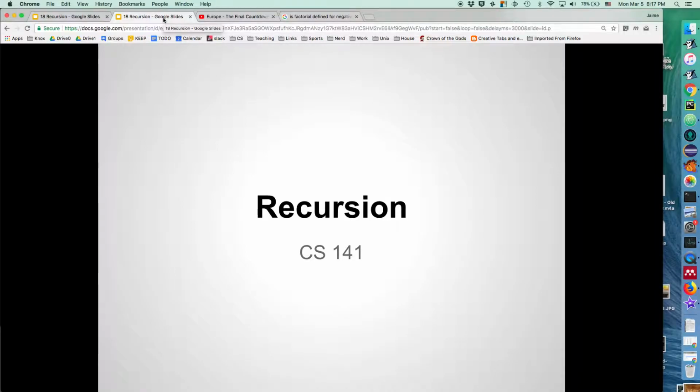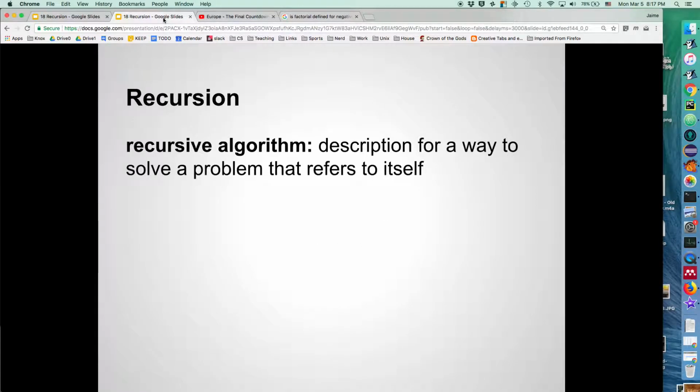About recursion for CS 141. So recursion, well, a recursive algorithm is a description for a way to solve a problem that refers to itself. So the algorithm and the problem somehow refer to themselves. So we'll look at a few examples of how this actually works metaphorically before we get into any code.